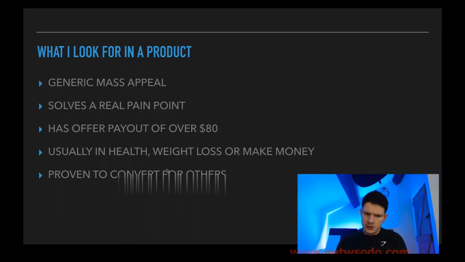And then you go, well, does it tick this box? Does it tick this box? Does it tick this box? Does it tick this box? And if it ticks all of them and it's working for other people, then you are onto a winner, and then it's time to start testing. So we're going to go over research and stuff about that a little bit later on.